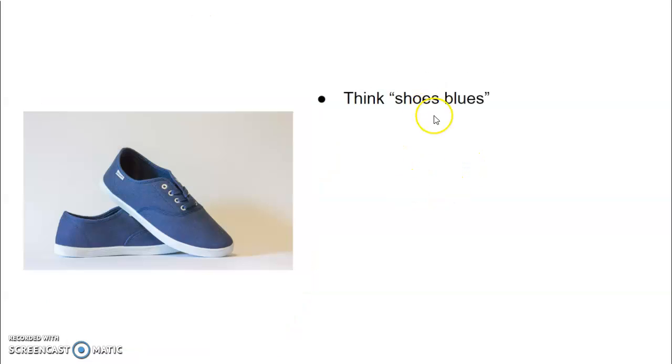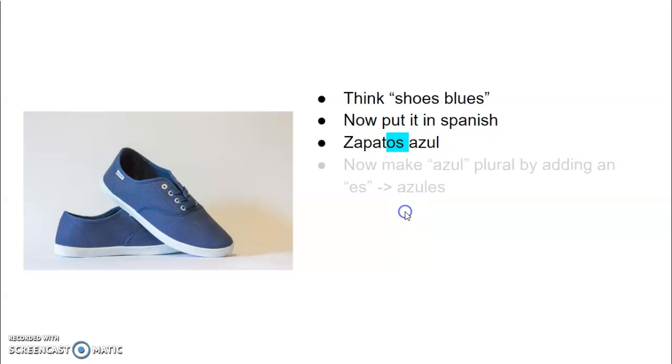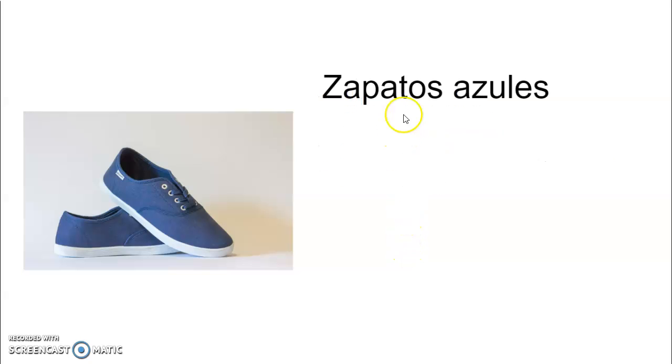Think to yourself, shoes blue. Now put it in Spanish. Zapatos azul. So we need to make sure that azul is made plural by adding an es, so it becomes azules. So how do we say blue shoes in Spanish? Type in your answer. Zapatos azules. Words that end in a consonant letter in Spanish, like L, N, D, R, are made plural with an es.